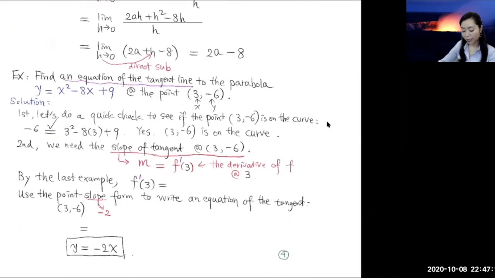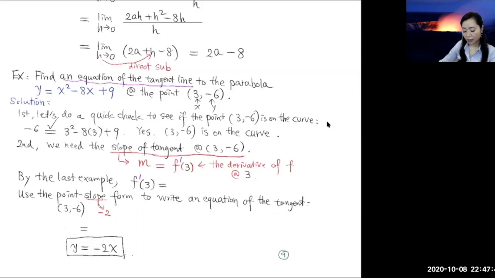Now we try to find an equation of the tangent line to this parabola at the point (3, negative 6). First, let's do a quick check to see if this point is on this curve. Substitute the x and y into this equation. Notice the left side equals the right side. So yes, indeed, this point is on the curve.